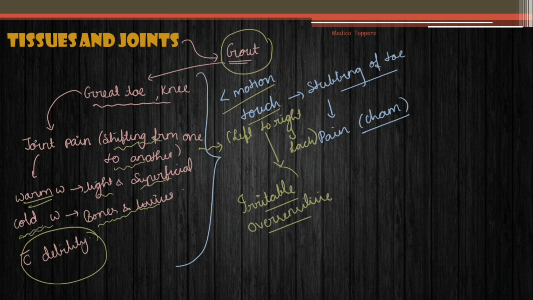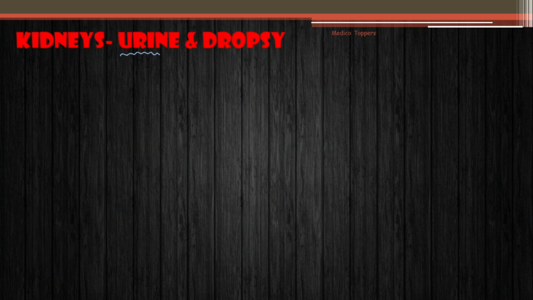So he is completely now in the irritable and oversensitive state to all the external impressions like light, noise. He doesn't want anything to disturb him at all. So this is regarding the tissues and joints. Here the action of colchicum on the kidneys is mainly seen through the urine and dropsy.